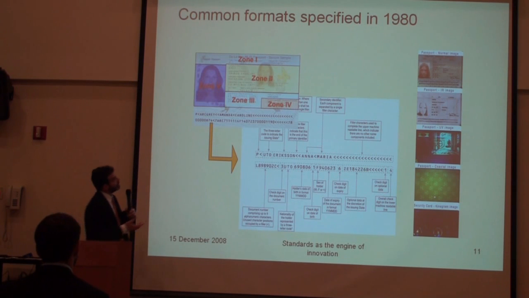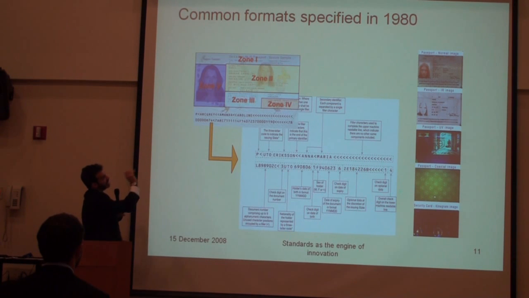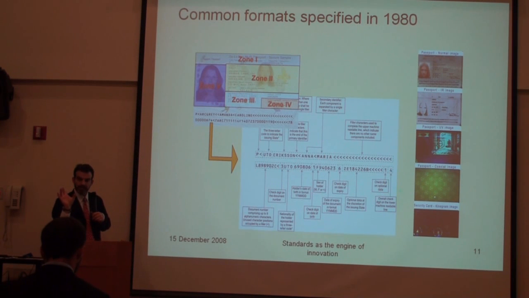So what they did was two things. One of them is specifying where specific elements of a passport would go, whether it would be the passport picture, or where a text message would come, or where the country message would come. They would specify it in specific zones.